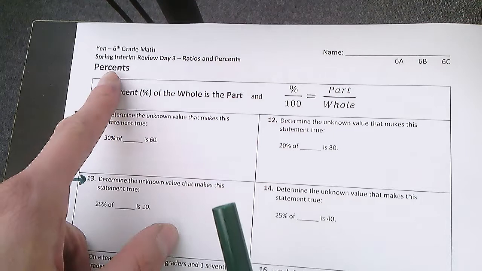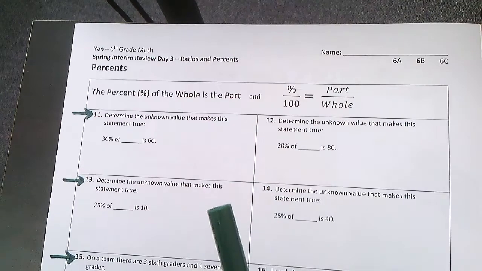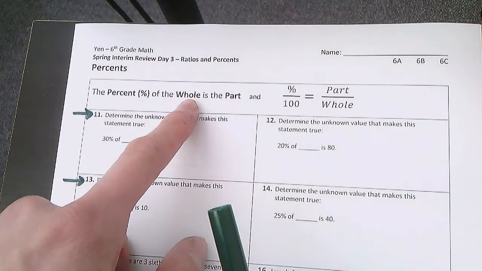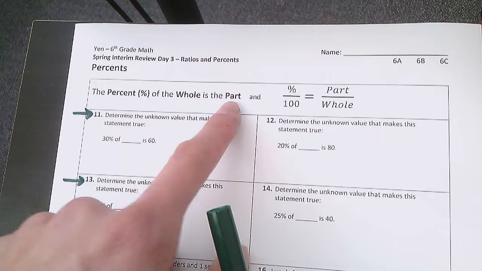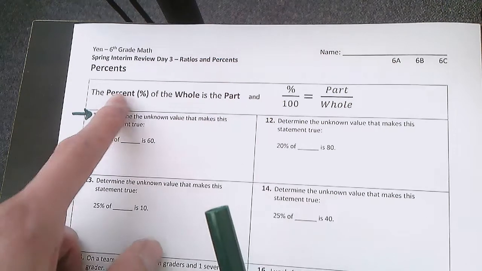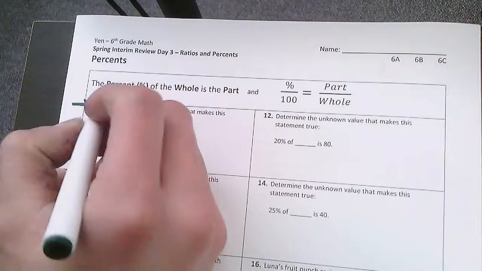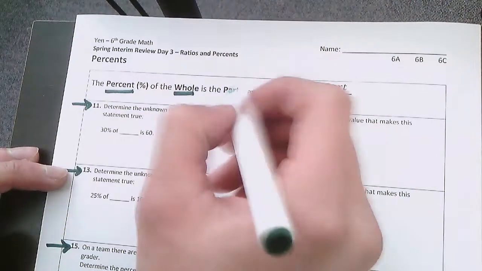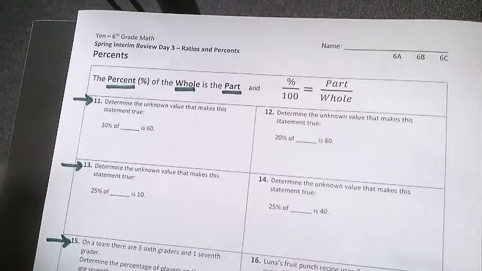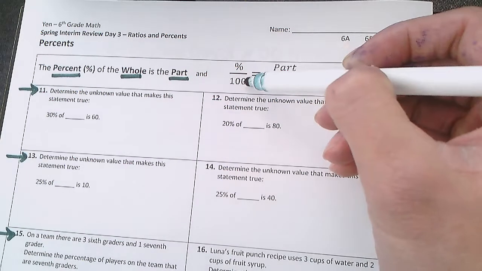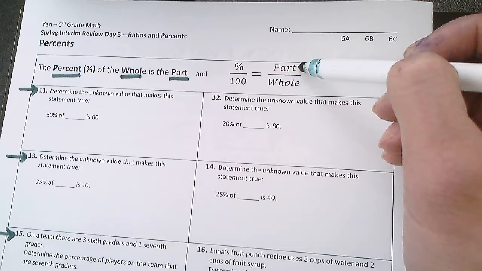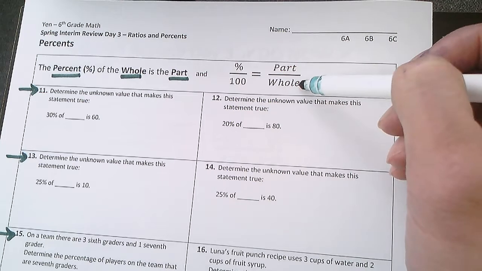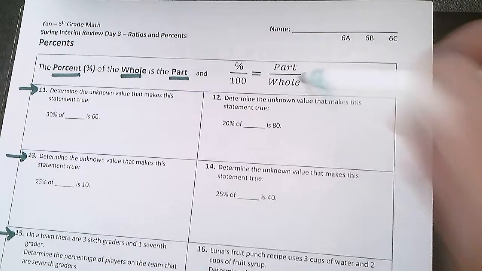When we're thinking about percents, always remember that when you take the percent of the whole, the total amount, you get a smaller part. If you think of it as two equivalent ratios, you can think of it as the percent out of 100, because percents are always out of 100, is equal to the smaller part out of the bigger whole. Here's what we mean.